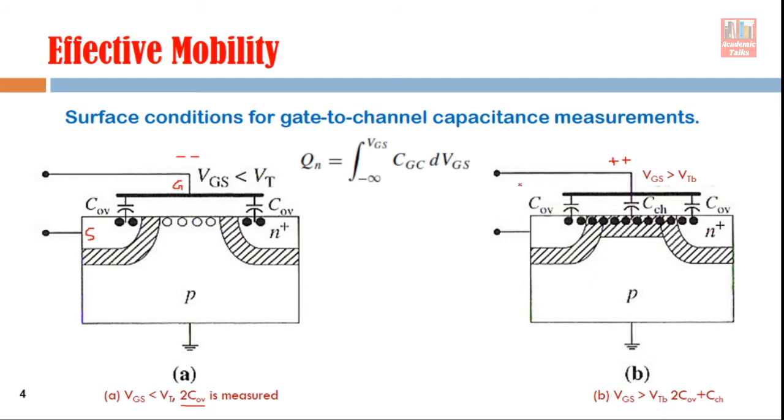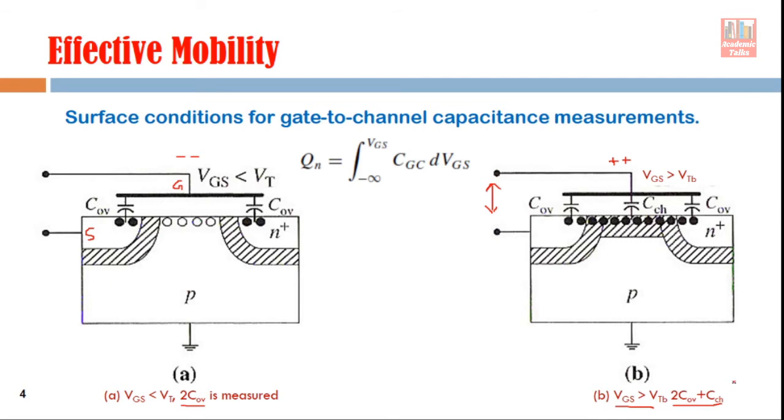So in this situation, if we measure capacitance between this electrode and this electrode, that capacitance is the collective capacitance of the overlap components and the channel component. In this case, the capacitance we measure is two times the overlap capacitance plus the channel capacitance. All these capacitive components are in series, so they get added. So the total capacitance is this.